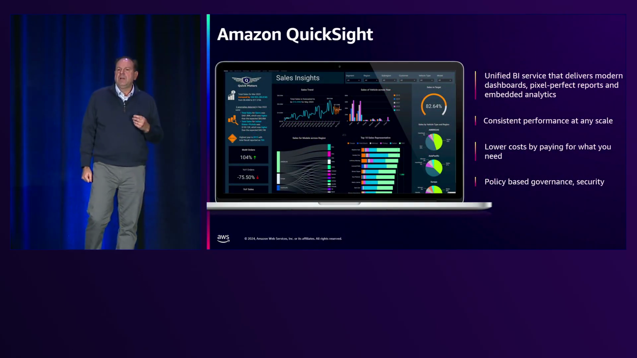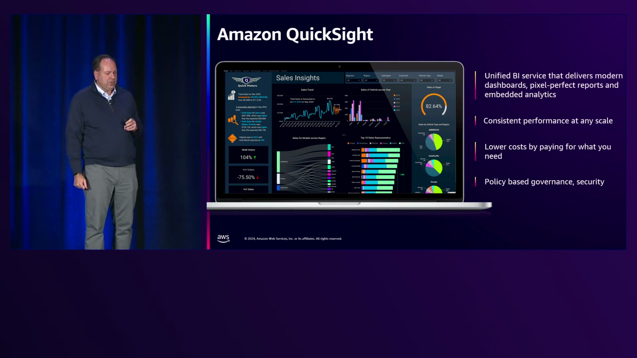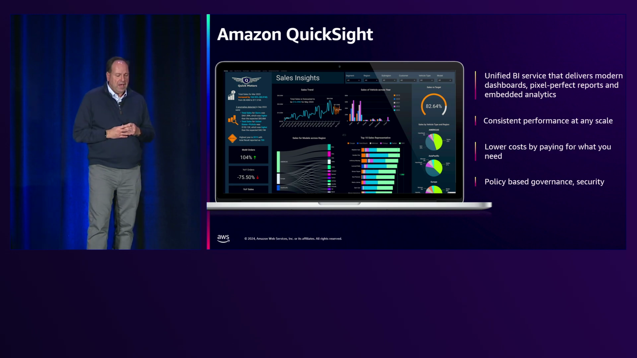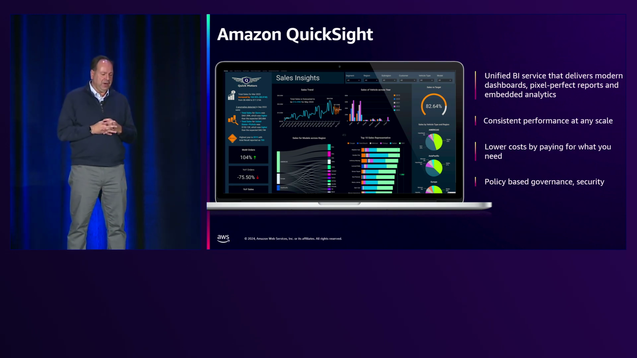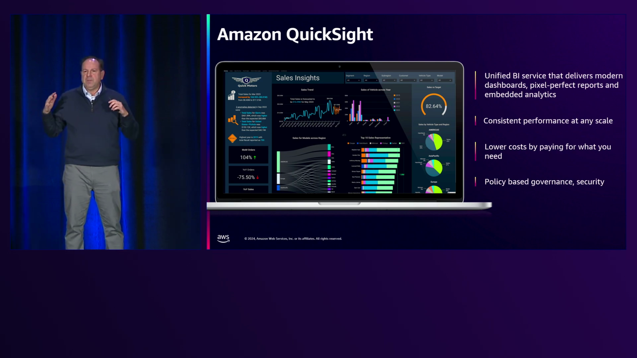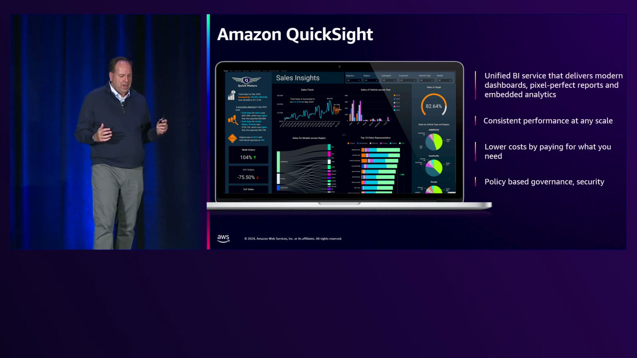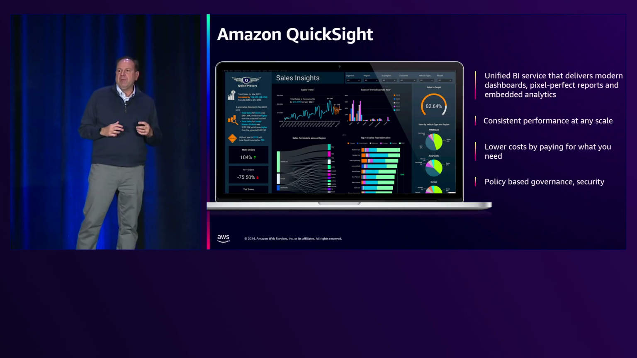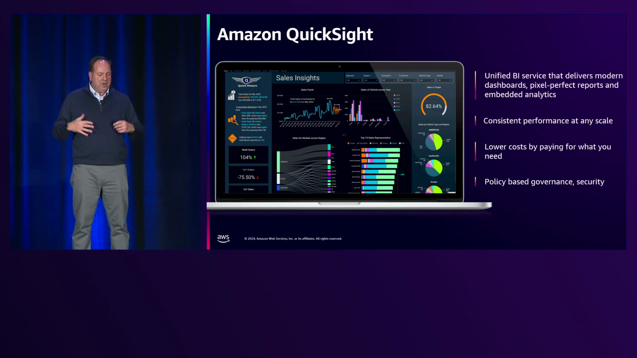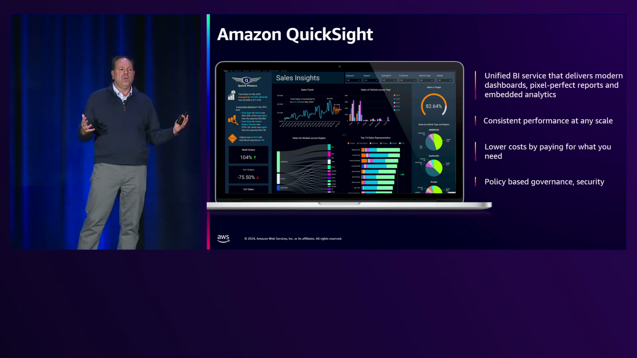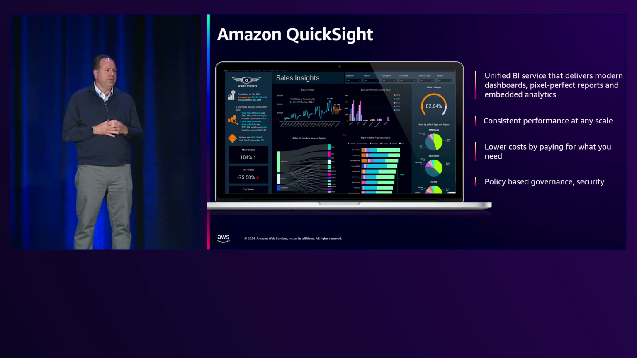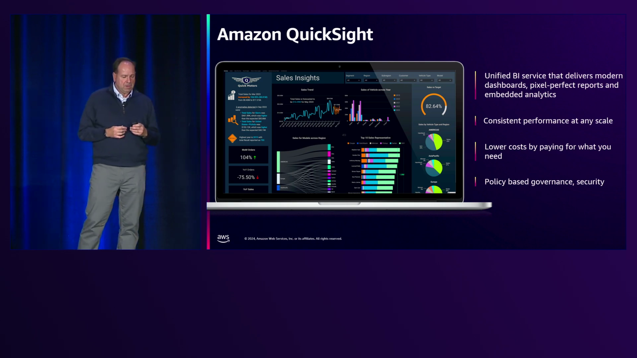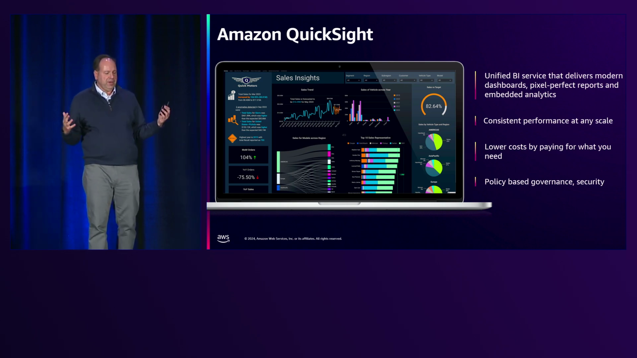And so with QuickSight, we have a unified BI service that delivers modern dashboards, pixel-perfect reports, and embedded analytics. So you can embed these capabilities as well as use them inside of your organization. We provide great performance at any scale, and we're able to lower costs and you only pay for what you need. And so depending on the role that you have inside the organization, we have different pricing options for different users inside the organization. And then, of course, we have policy-based governance and security.